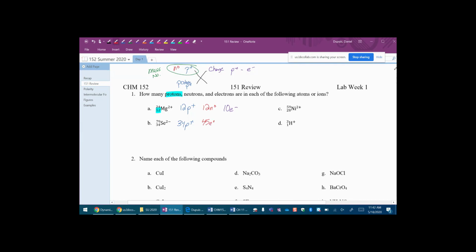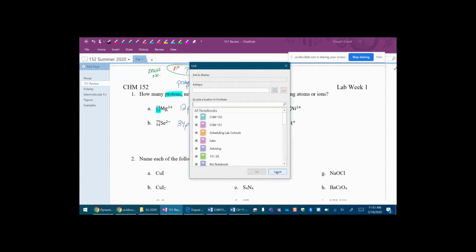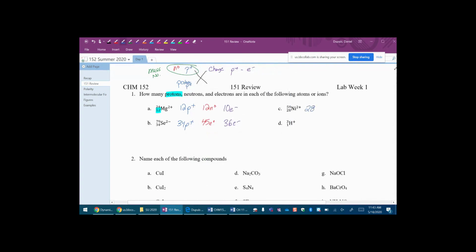And we have 2 extra electrons, so that's what, 36. There we go. Nickel, 28 protons. Cancel. 28 protons. Neutrons, is that 31? Neutrons, and then what, 26 electrons?